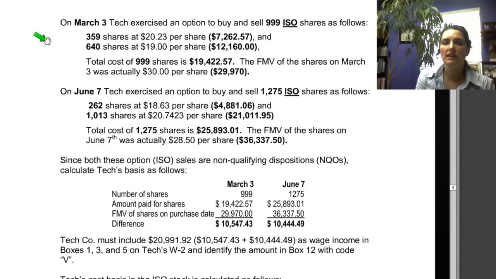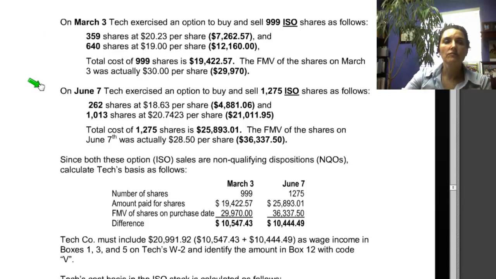Now, on March 3, Tech also exercised an option to buy and sell 999 ISO shares as follows. 359 shares at $20.23 per share and 640 shares at $19 per share. So the total cost of the 999 shares is $19,422.57. The fair market value of those shares on March 3 was actually $30 per share, or $29,970.